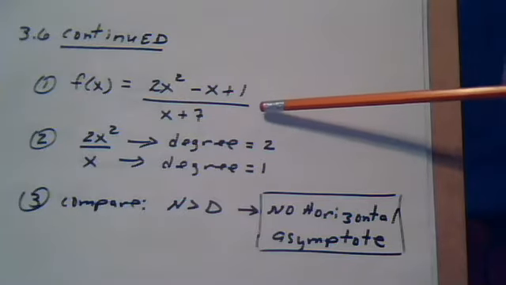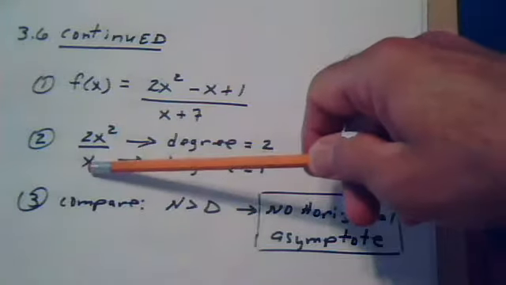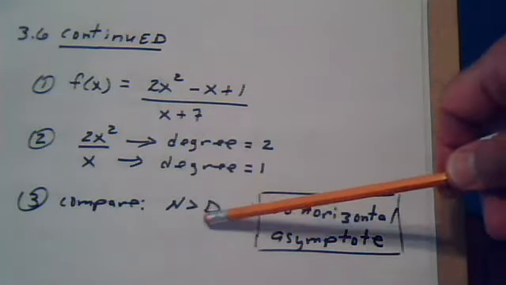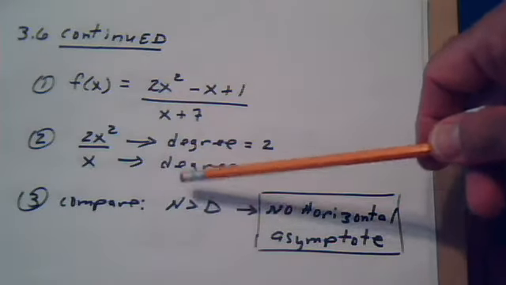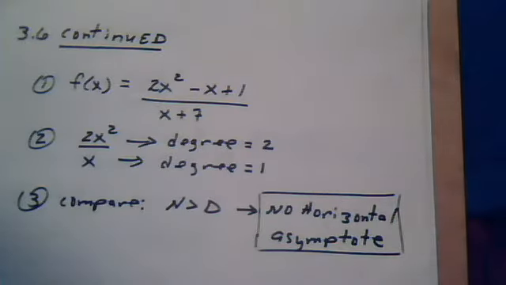Here's another rational function. Take the leading term of the numerator, take the leading term of the denominator, identify their degrees, and compare their degrees. Since the numerator degree is greater than the denominator degree, there is no horizontal asymptote.